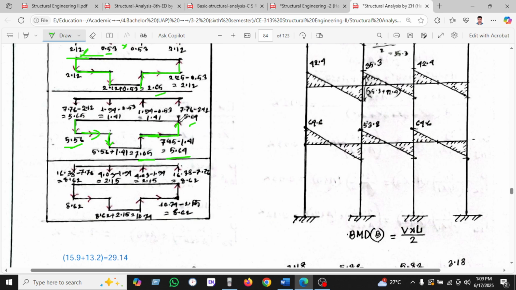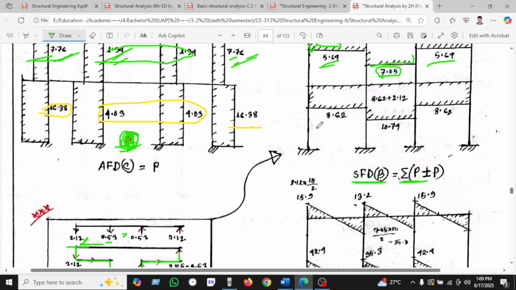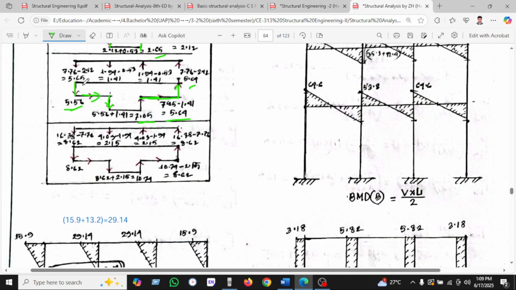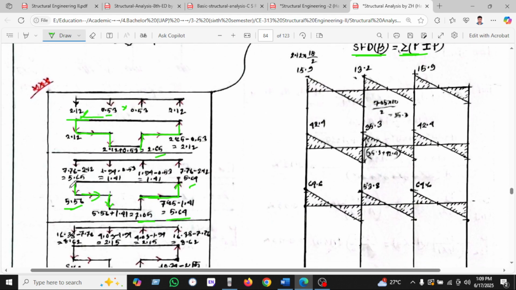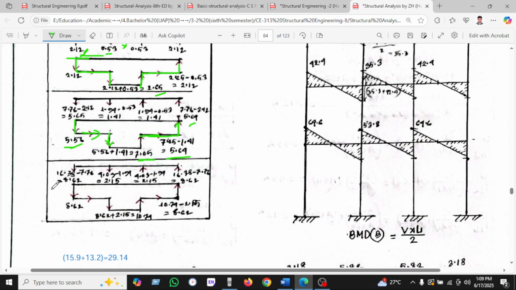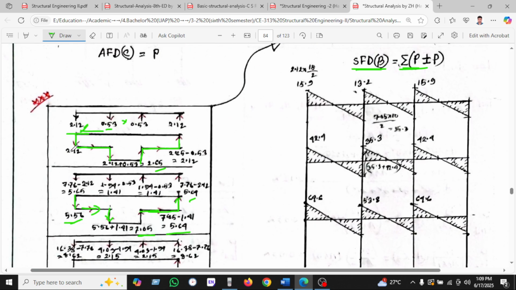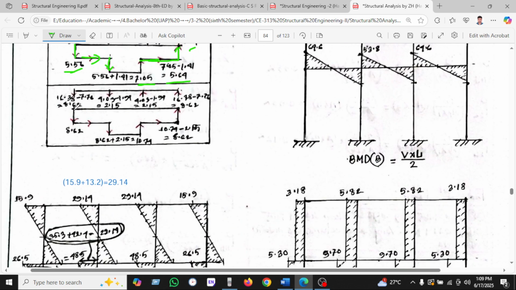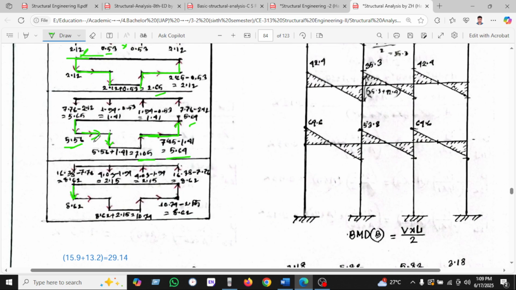5.64 minus 5.64, it will be 0. So that's why 5.64 is here. And the last one, we can see the ground floor. We have found 16.38 from the axial diagram. 16.38 minus the upward axial load. So we have found 16.38 minus 7.76. We just deduct the 7.76 here and find 8.62. So 8.62 will go upward. This is the 8.62.